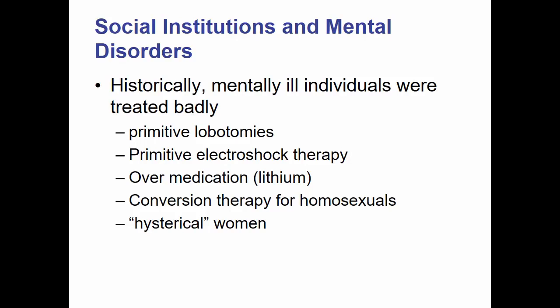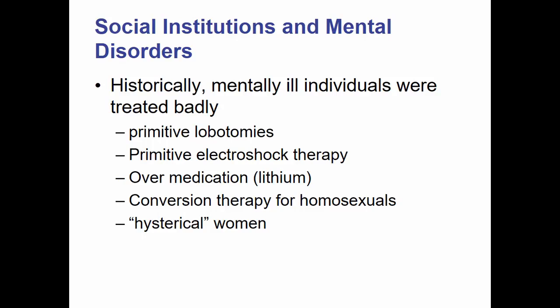So now let's talk about our social institutions and how they impact mental disorders. Historically, mentally ill people were treated incredibly badly. But as treatment of mental illness has progressed, we have gotten much better at treating it. But for this reason, this might be a cause of some of the stigma associated with mental illness.